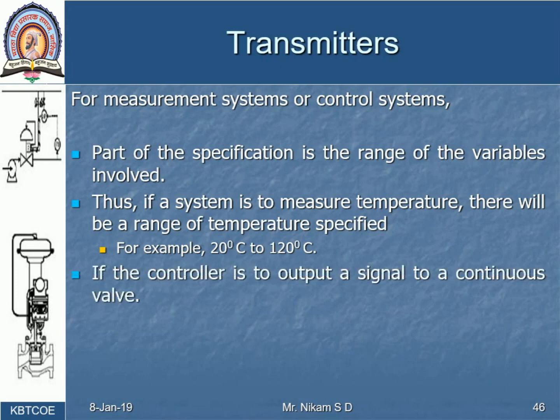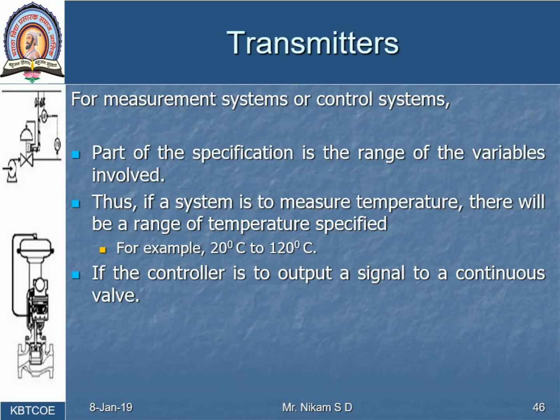Okay. If the controller is to output a signal to a continuous valve, as I have already explained, the controller wants to open the control valve 0% to 100% and in between. So what should be the signal given by the controller to the control valve? Normally, I2P converters are present in the field. Remember, I2P converters are normally present beside my control valve.